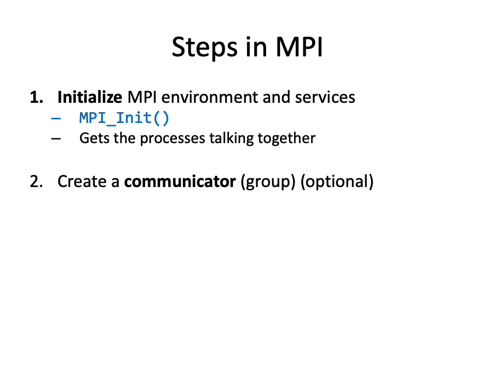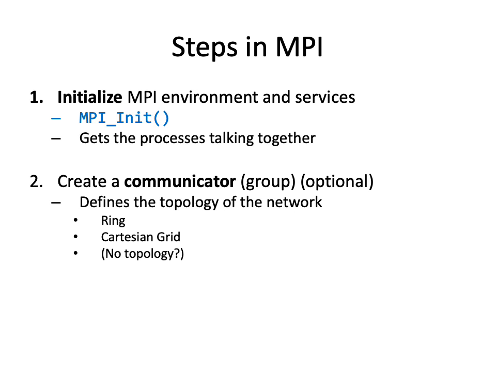Second, you can create a communicator or group. You don't have to. This defines the topology of the network. And if you have different groups doing different kinds of things, you could have different communicators for different ones. You can have a ring topology, a Cartesian grid topology, a graph topology. We'll talk about that later.